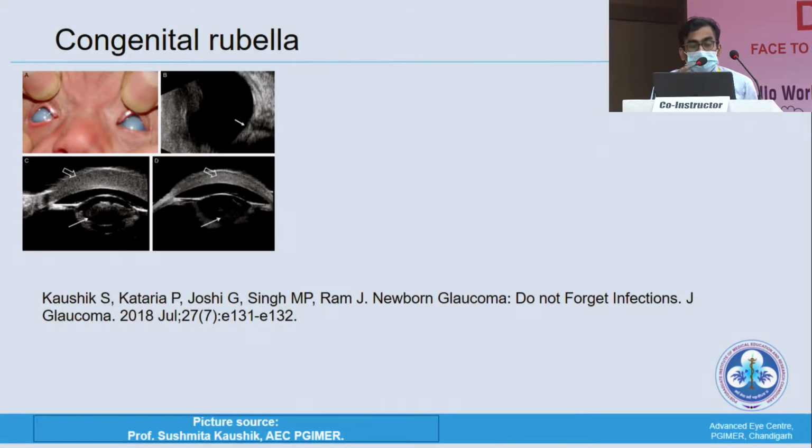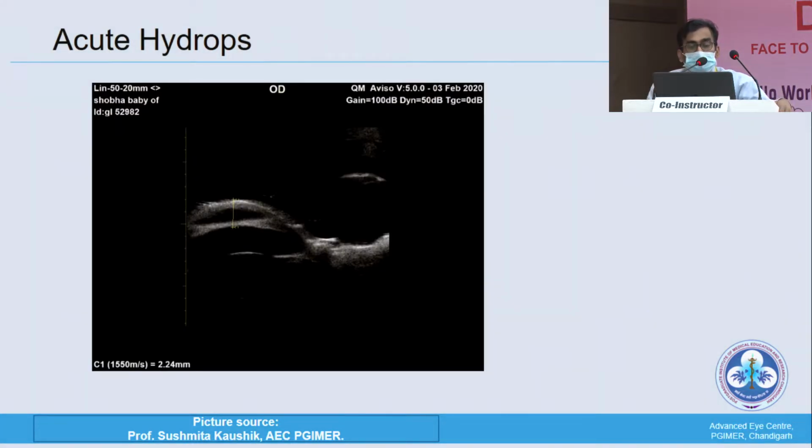Congenital rubella, ma'am did extensive work on this. This is a poor prognosis case. UBM helped to diagnose the congenital cataract, which is also part of congenital rubella syndrome. If we miss the cataract, visual rehabilitation will be difficult, so you need to diagnose it before your surgery. We can diagnose it even before doing the primary procedure. In this picture you can see a hypoechoic area that is suggestive of fluid between the anterior and posterior stroma.